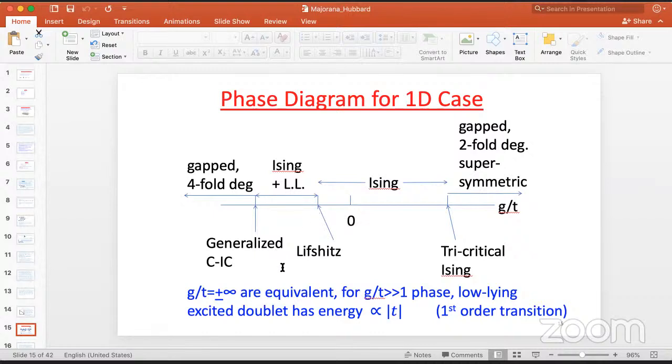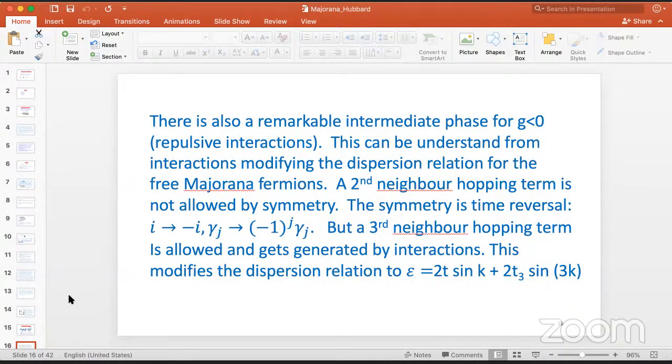And the low-lying excited doublet has an energy proportional to T for small t. There's also a remarkable intermediate phase for G less than 0, which is repulsive interactions. This can be understood from interactions modifying the dispersion relation for the free Majorana fermions. So second neighbor hopping is not allowed by symmetry, but the symmetry is time reversal. It takes i to minus i and gamma j minus 1 to gamma j. But if third neighbor hopping is allowed, this gets generated by interactions.